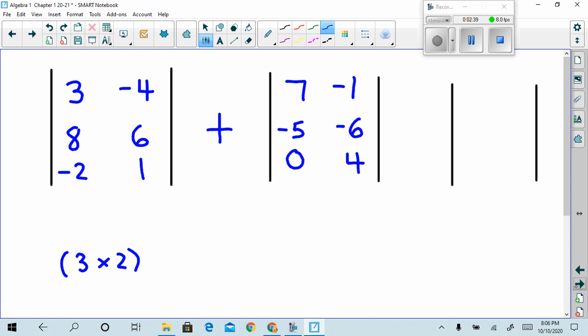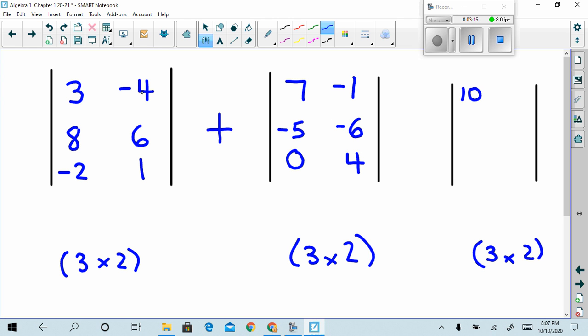So now, as I mentioned, you can only add or subtract matrices of the same size. The first one is a 3 by 2, and I notice the second one is also a 3 by 2. That's going to result in another 3 by 2. So we're going to take a one-to-one correspondence. I'm going to take the entry in row 1, column 1, and add it to its corresponding entry in the second matrix. So that's going to be 3 plus 7. Well, 3 plus 7 is just 10.